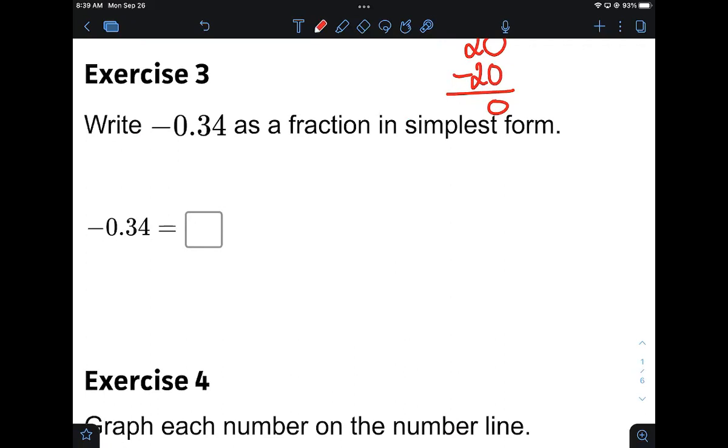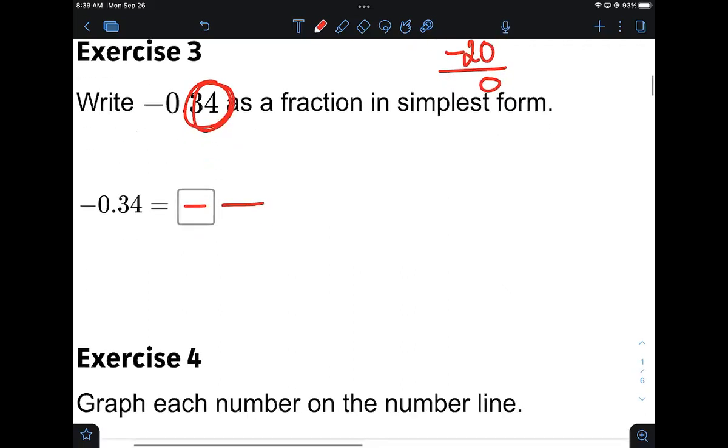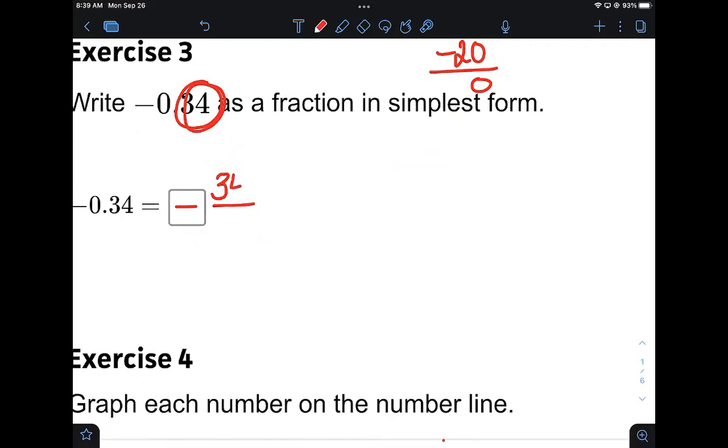So I know that it's negative. A negative decimal is going to give me a negative fraction. And then to write my fraction, I take the 34 that comes after the decimal point, and do I put it on top or bottom of the fraction? Top. On the bottom is going to be a 1 followed by a certain number of zeros. Meaning it's either going to be 10 or 100 or 1,000 or 10,000. It's over 100. Yeah, it just depends on what my decimal place is.